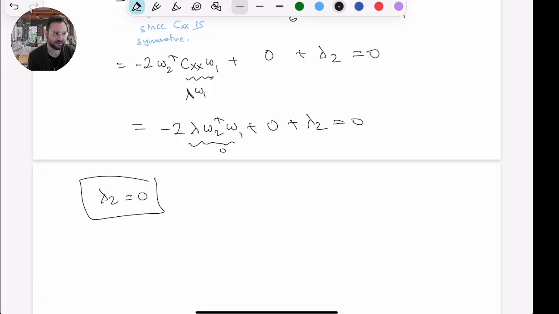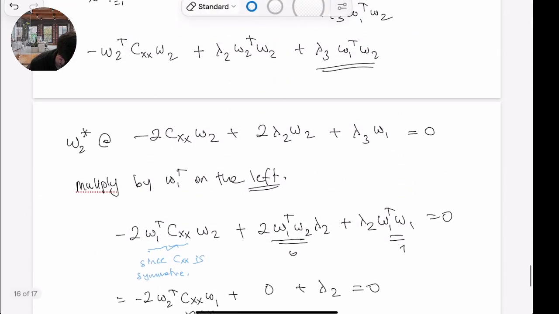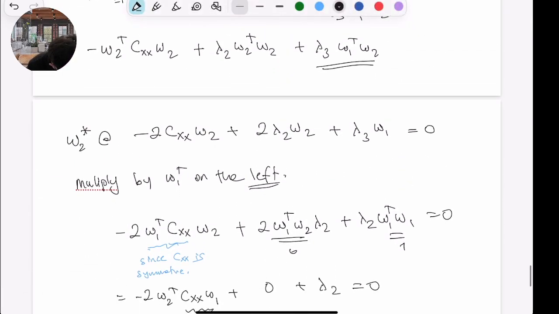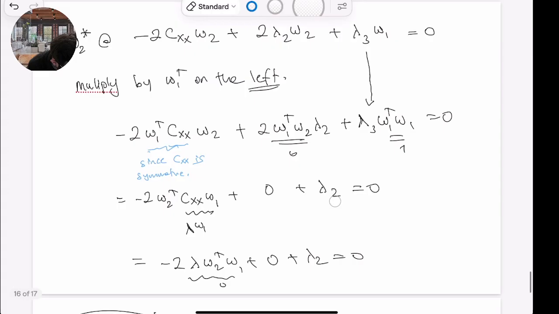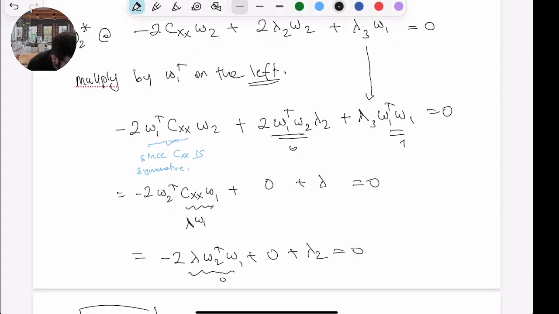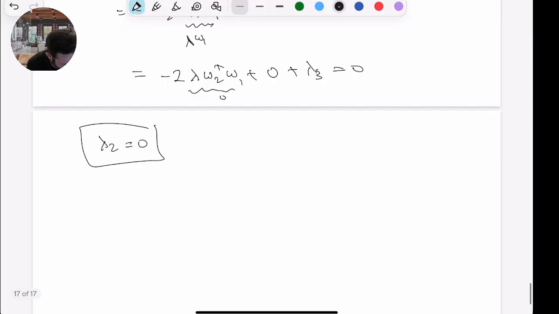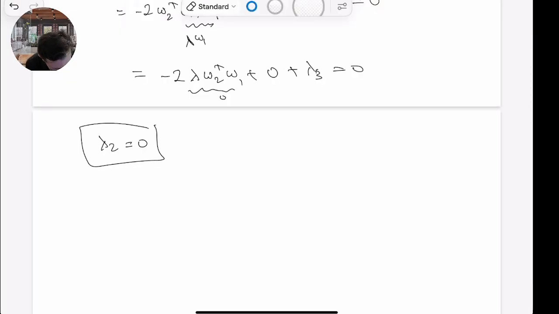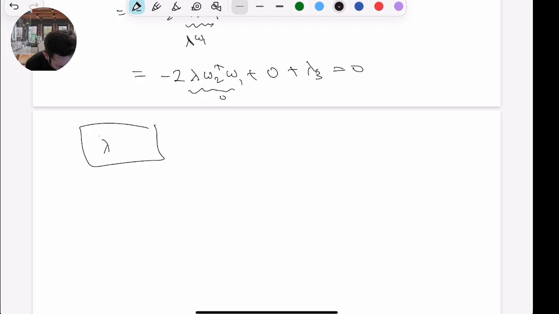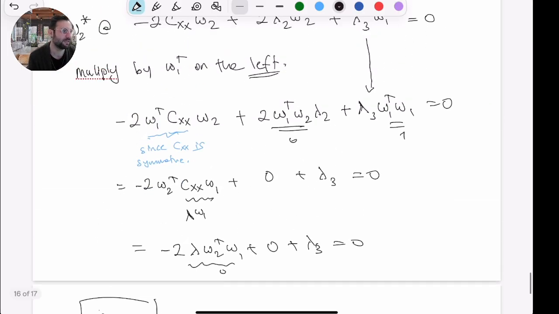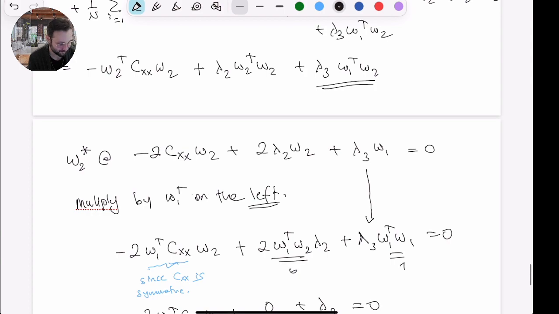Whoops. How did it become lambda 2? This has always been lambda 3. At some point this became lambda 2, so I was carrying it along. This is lambda 3. I don't want it to be taken as lambda 2. This is lambda 3, and this is lambda 3 too. Why does this matter? Well, it matters because I can now write this term.